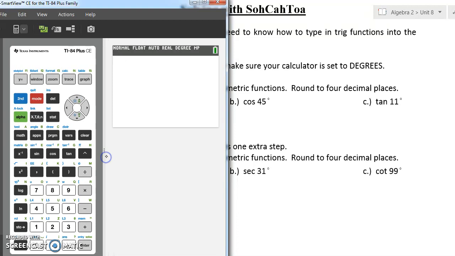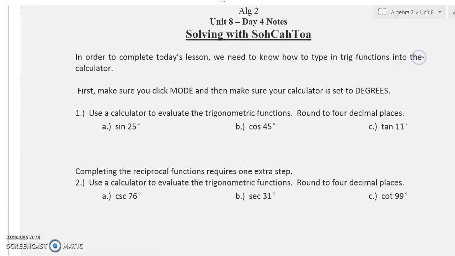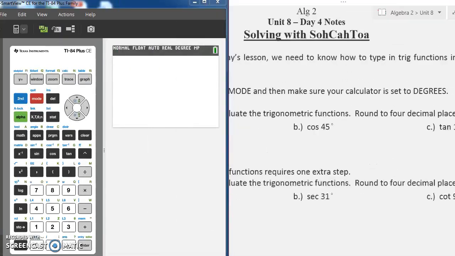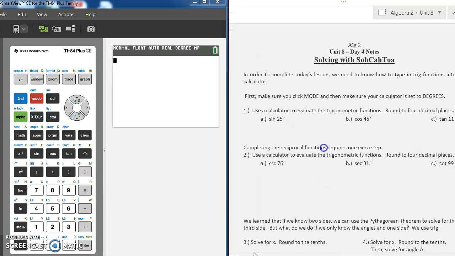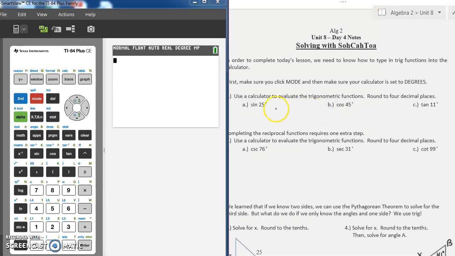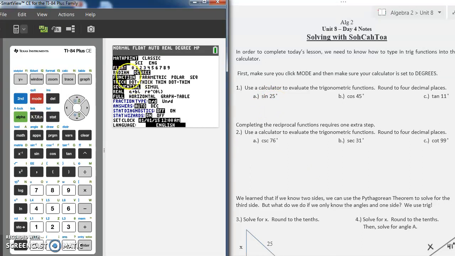All right, I'm going to split my screen so you can kind of see. Here we go. Okay. So what you're going to notice is it says use a calculator to evaluate the trigonometry functions, round to 4 decimal places. And the first one is sine of 25 degrees. So first thing I want you to do is press the mode button on your calculator and make sure you see that degree. If you don't, go ahead, get on the degree and just press enter.